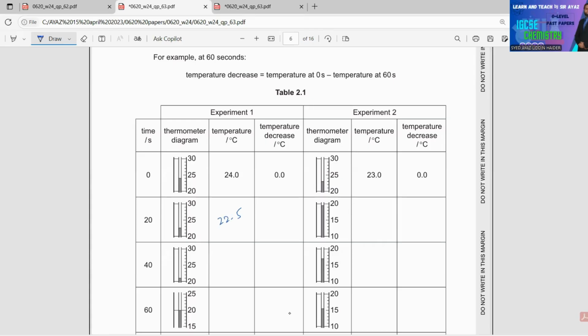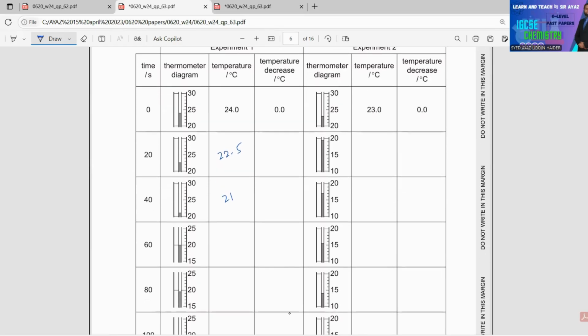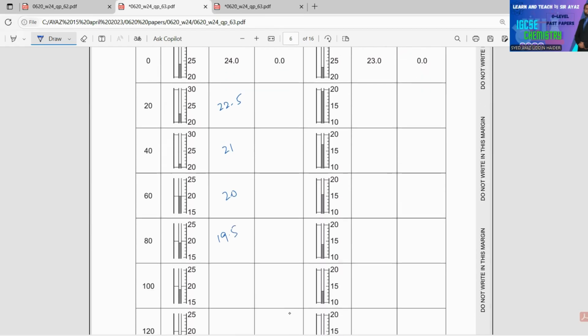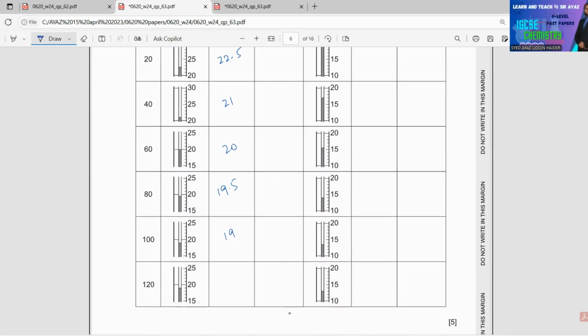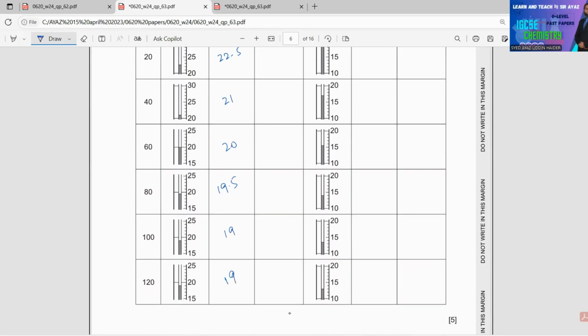And at 40 seconds, we have 21. At 60 seconds, you can clearly see it is 20. At 80 seconds, we have 19.5. At 100, we have 19. At 120, we also have 19.